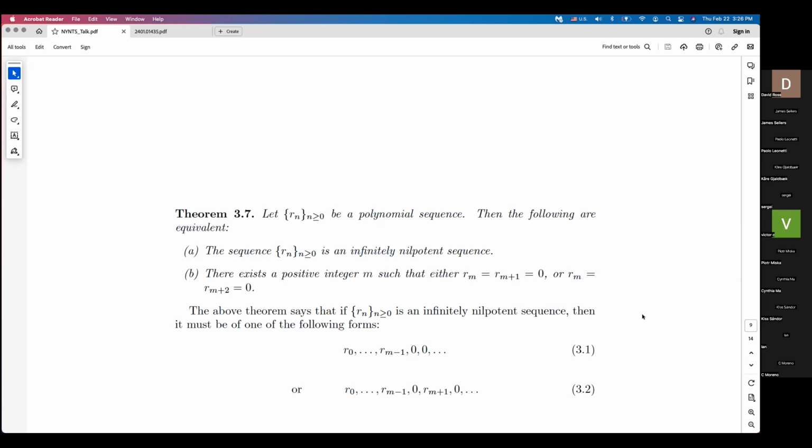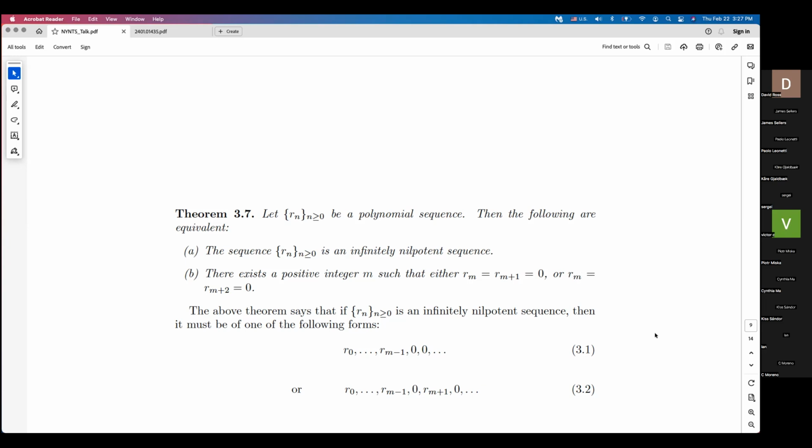Okay, so now we talk about the infinitely nilpotent ones, specifically infinitely nilpotent ones. Suppose that Rn is a polynomial sequence. So that means it comes with a generating polynomial u. Then the following are equivalent. R is an infinitely nilpotent sequence if there exists some positive integer m, such that either you have 2 consecutive zeros, or you will just go back and forth between 0 alternatively.